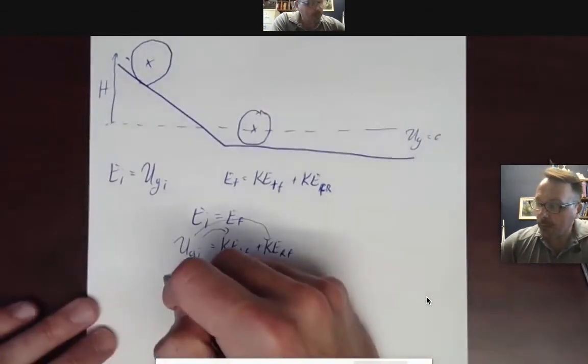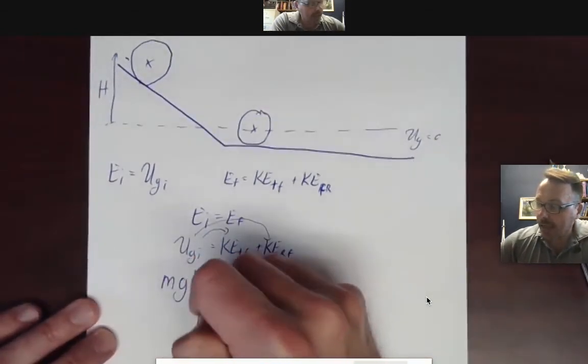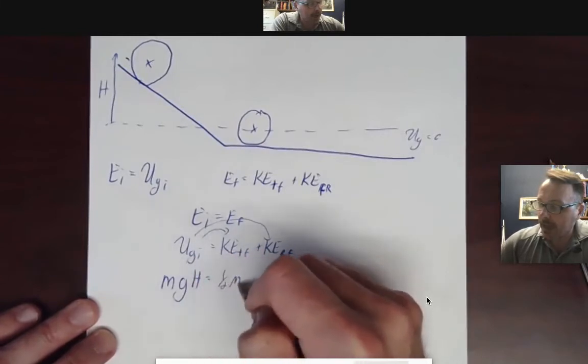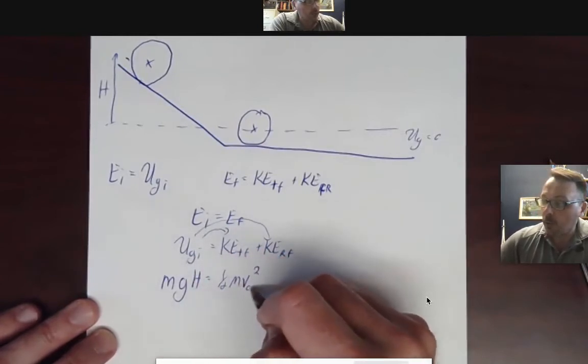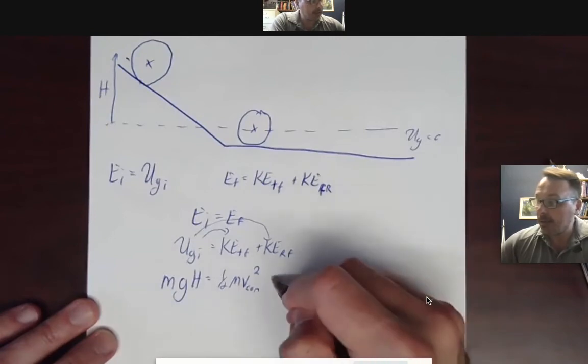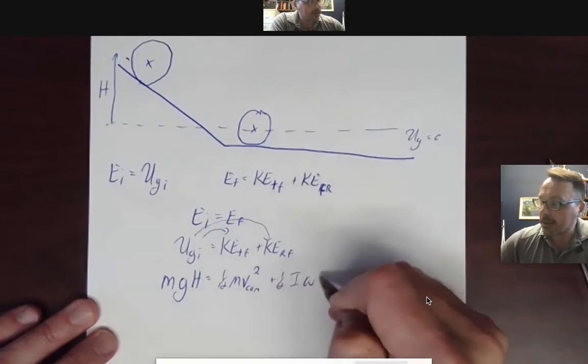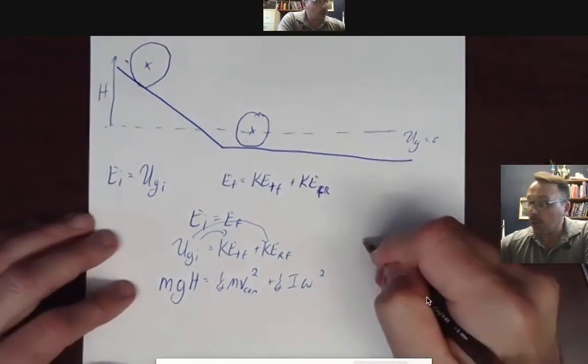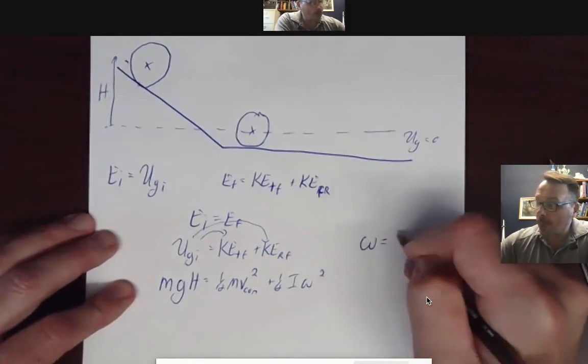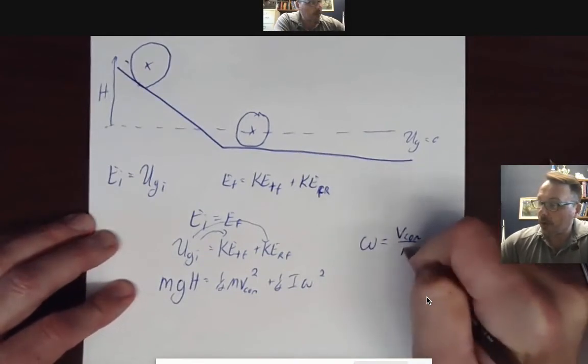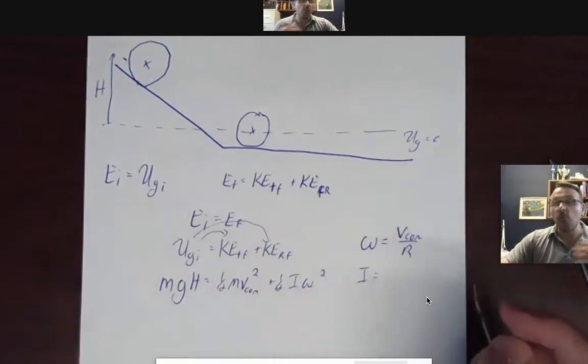So what might that look like? Well, mgh is equal to 1/2 mv squared, and that of course is v com, plus 1/2 I omega squared. So what do I do with this? Because it's in pure rolling, I know omega is going to equal v com over r, and then I is going to be equal to whatever it is.